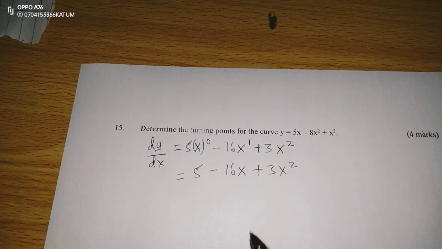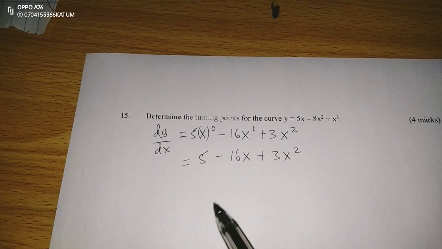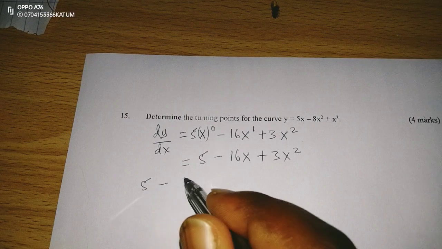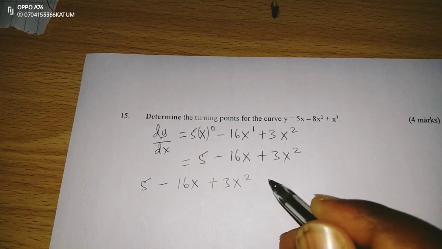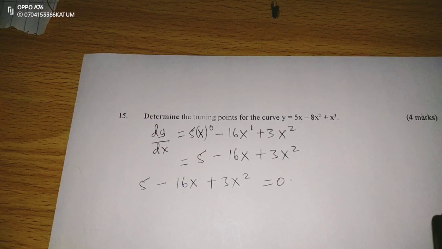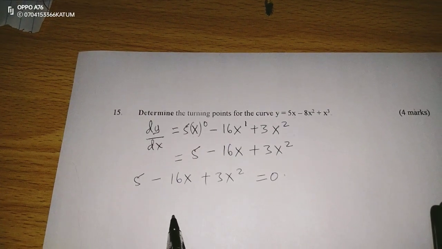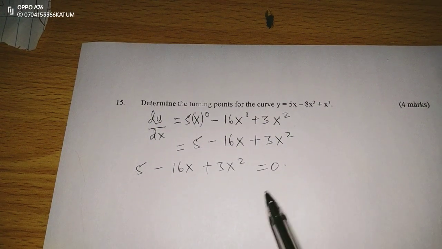Now, at the turning point, the gradient becomes 0. So we're going to equate this function to 0: 5 minus 16x plus 3x squared equals 0. Now, the equation has become quadratic, and we have to solve it. Therefore, I'm going to prefer solving this equation by the completing the square method.